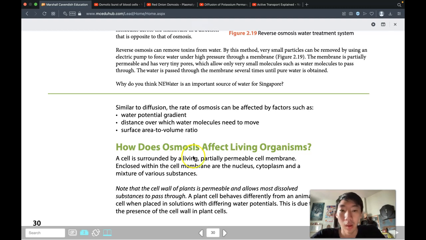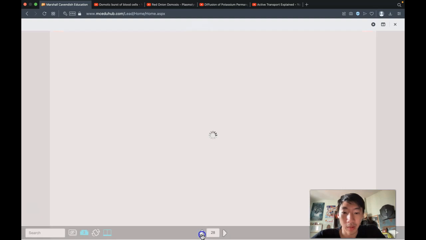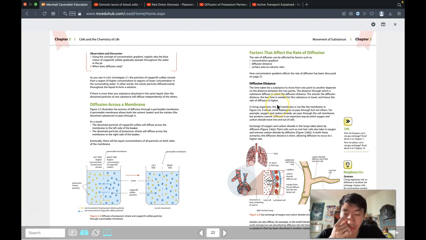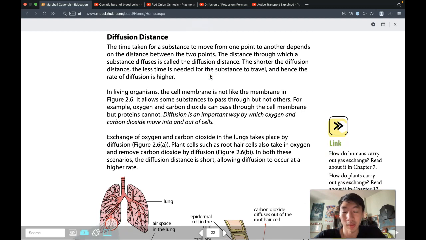Alright, so osmosis can be affected by three factors: the water potential gradient, the distance over which water molecules need to move, and the surface area to volume ratio. Now, when I read this word distance, I realized that I missed out one thing in the previous lesson on diffusion. Sorry, I keep messing this up because my slides are all over the place. So I just want to quickly recap a bit about diffusion distance before we continue with osmosis.